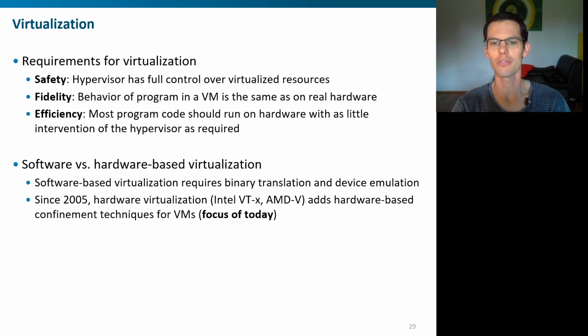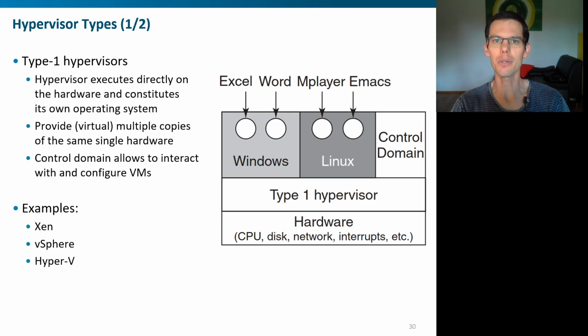The idea here is that you have confinement techniques for VMs which can more or less directly access the hardware whenever possible, but still you want to have the safety guarantees. So how does that work? We have two different ways of doing so, differentiated by two different types of hypervisors. Let's discuss the more efficient one first, type 1 hypervisors. The idea here is that you have a hypervisor which sits between the hardware and the VMs that you launch. So in this example, you have a Windows VM, a Linux VM, and the so-called control domain. All these three systems are virtual machines which run on top of the type 1 hypervisor.